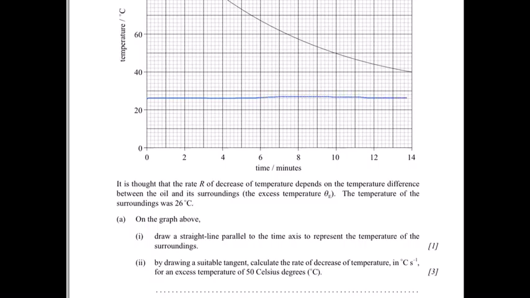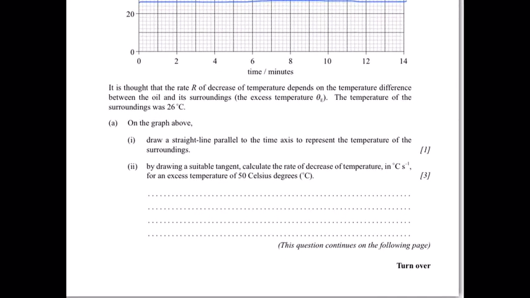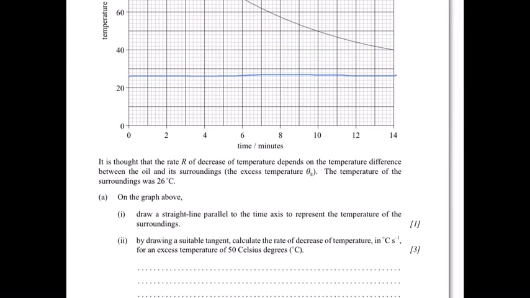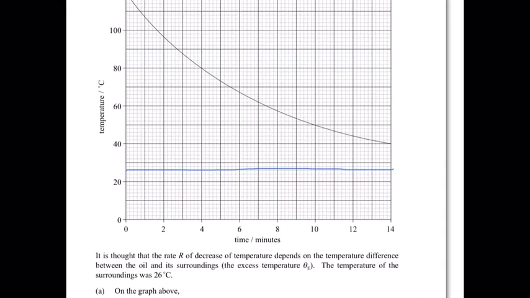Whoops. You get the idea. Part 2 then asks us to draw a suitable tangent in order to calculate the rate of decrease of temperature for an excess, and that's really important, excess temperature of 50 Celsius. So we have to add the initial 26 degrees onto that. So we're looking to draw a tangent to the curve at 76 degrees. If we find that on here, that will be here, just where that blue dot is.